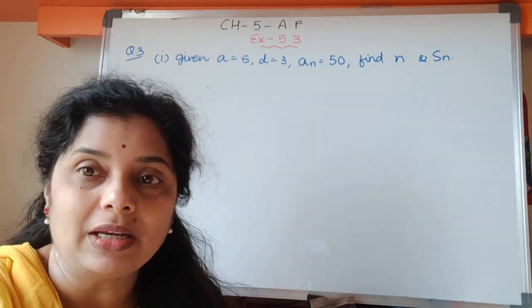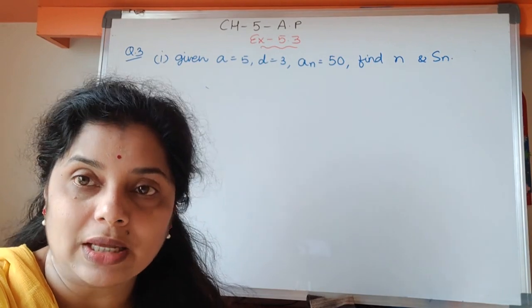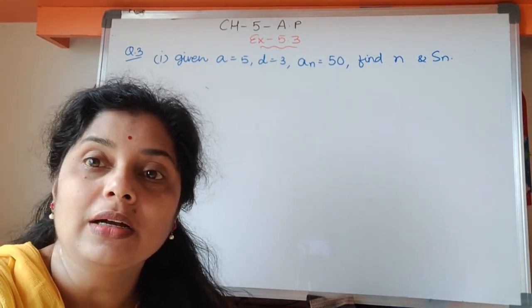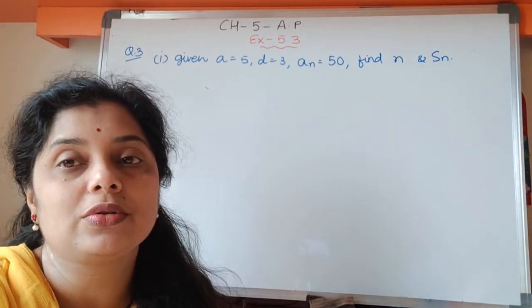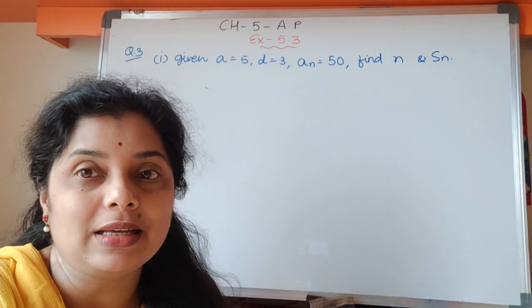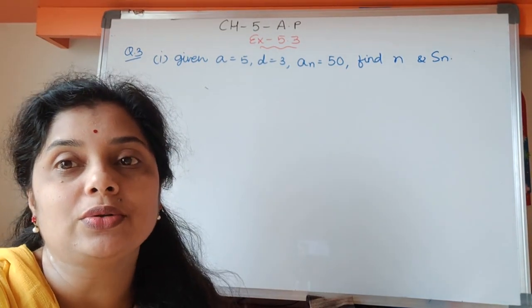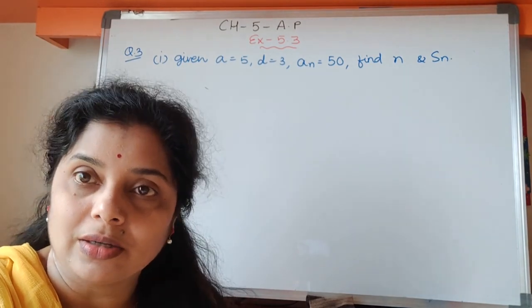If it is an infinite AP and they ask to find Sn, or we can say the sum of the first n terms, then what we used to do? We used to apply the formula Sn is equal to n by 2 into the bracket a plus L, where L is the last term.